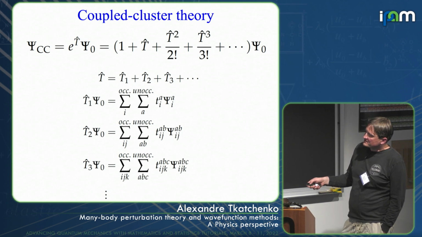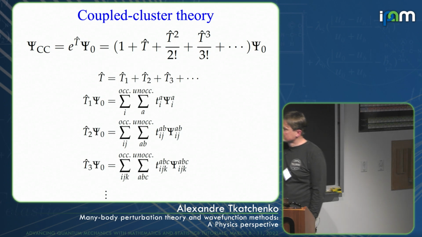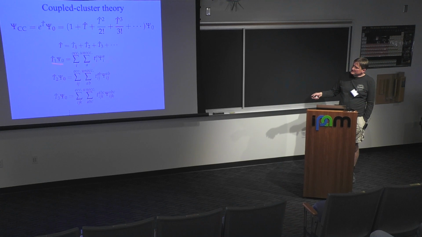So you can in general write this excitation operator T as a sum of single, double, triple, and so on excitations of your system. Then in this theory, these operators are defined as a sum over excitations between occupied and unoccupied states with these so-called amplitudes. And what you need to do is to obtain an amplitude equation that lets you optimize the values of those amplitudes. So there are single excitation amplitudes, double excitation amplitudes, triple excitation amplitudes, and so on.